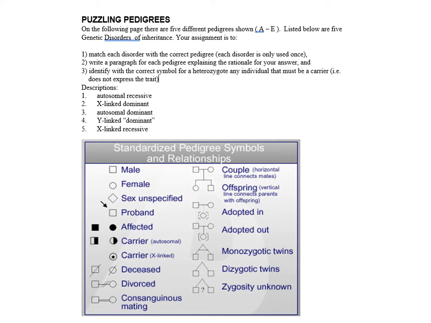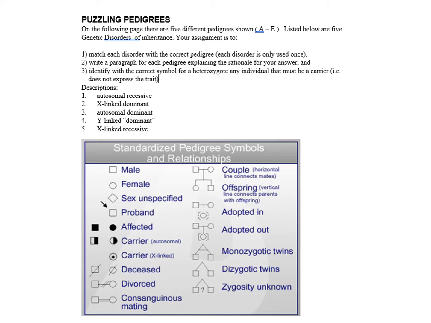And if they're affected, then you color them totally in. For dominant traits, they could still be heterozygous, but they express the disease, so you have to color it totally in. If it's an X-linked issue, you would put a dot for the carriers. Those are the symbols, and that's the requirements for this section.